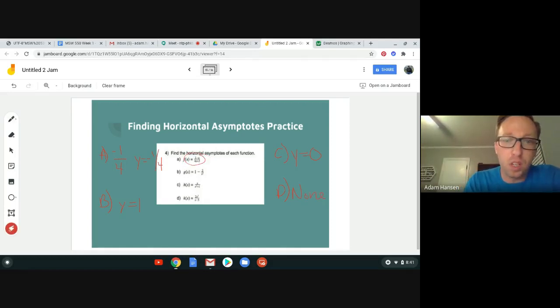Degrees equal, look at the leading coefficients. Bigger on bottom, you're going to have the denominator getting bigger faster, so you're dividing by a larger and larger number. That'll get closer and closer to 0. For part D, we had no horizontal asymptote because now the top is getting bigger faster. On part B, it wasn't a rational function, but I just took it term by term.